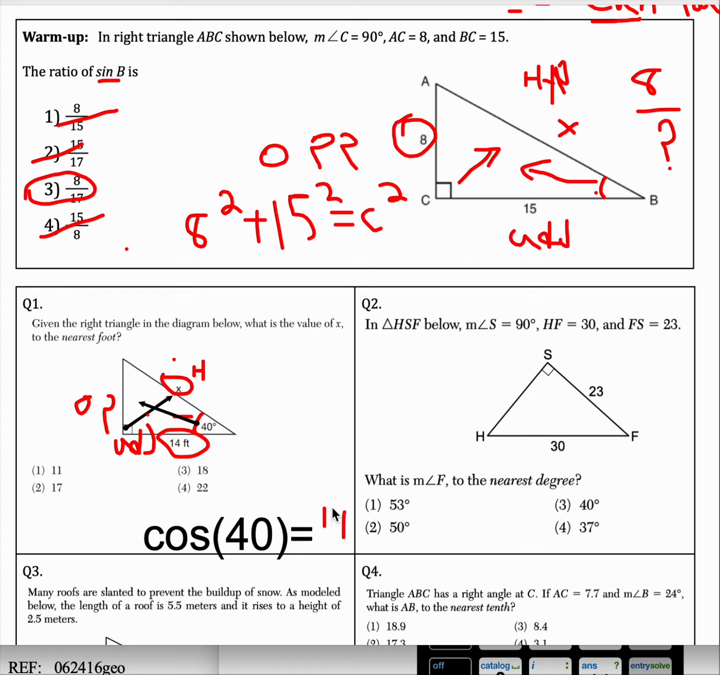14 over x. Now, what you're going to do, put a 1 underneath to hold a place value. So then you get x times cosine 40, notice how I'm not finding the cosine of 40, equals 14. Okay, now I want to get x alone, so I'm going to divide out cosine 40 on both sides.